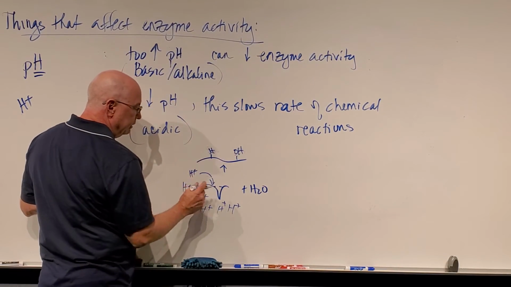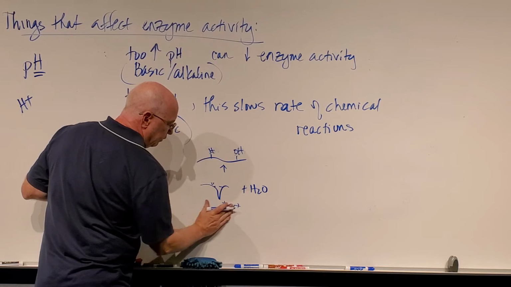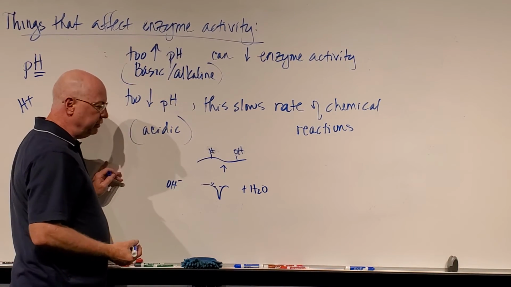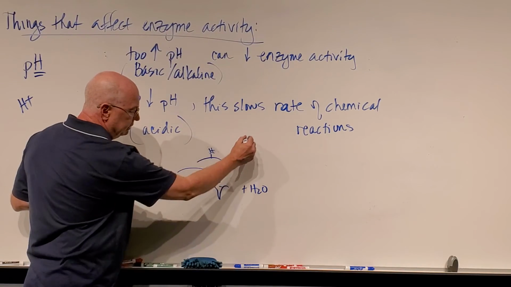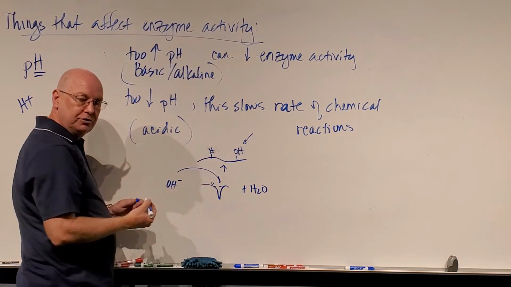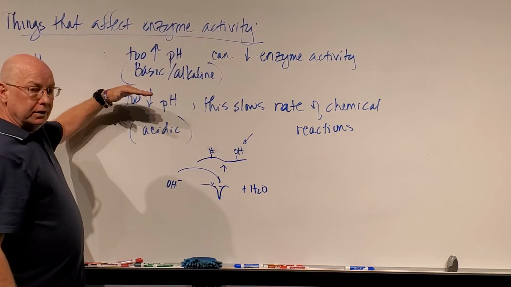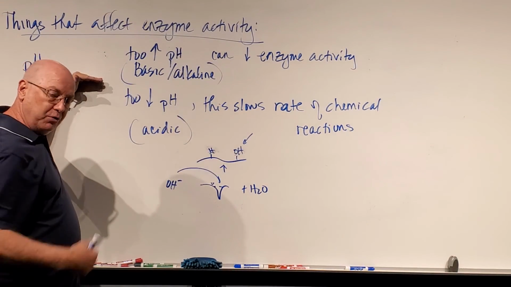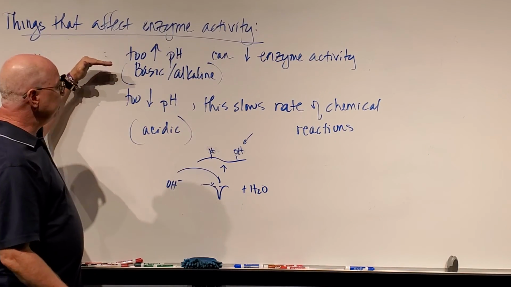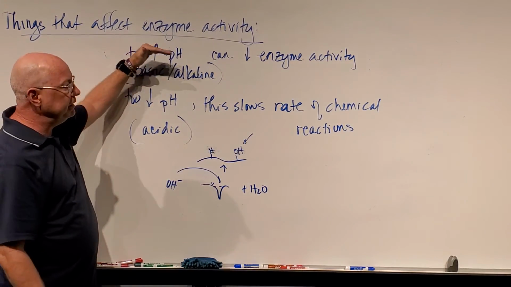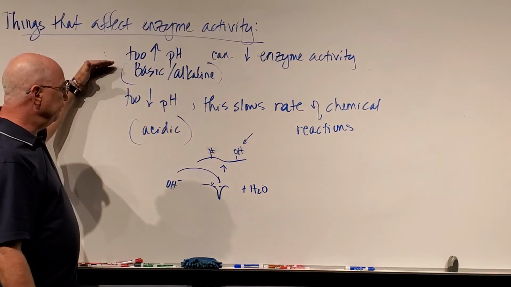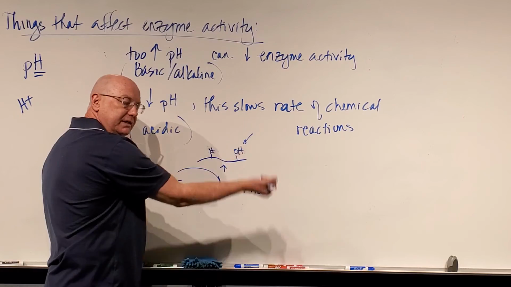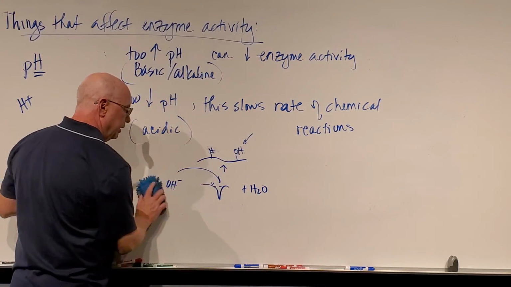And conversely, that would be too acidic. If I'm too basic, then I'm going to have a whole lot of OH negatives floating around. And one of those could bind to this amino acid and denature the protein. So all enzymes have an optimal pH at which they function. If the pH is too high and too basic or alkaline, it can kill the enzyme activity. If it's too low of a pH or too acidic, it can kill the enzyme activity by denaturing the enzyme. Okay?